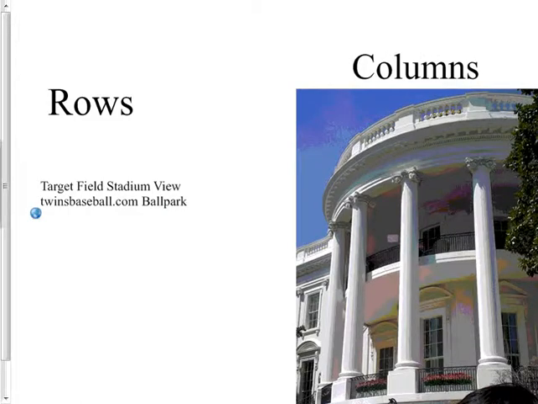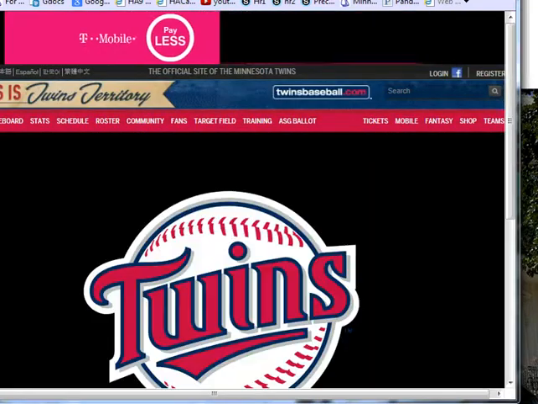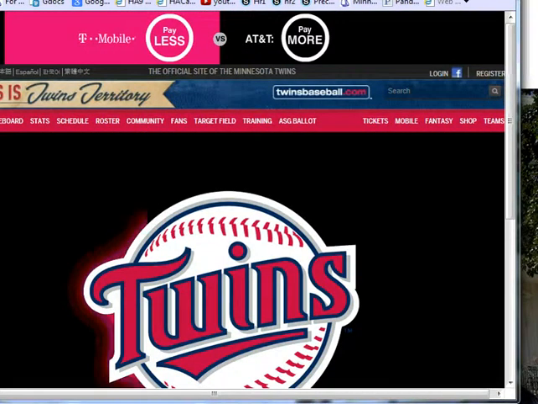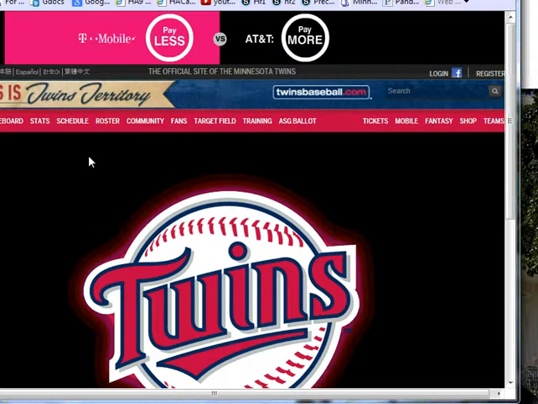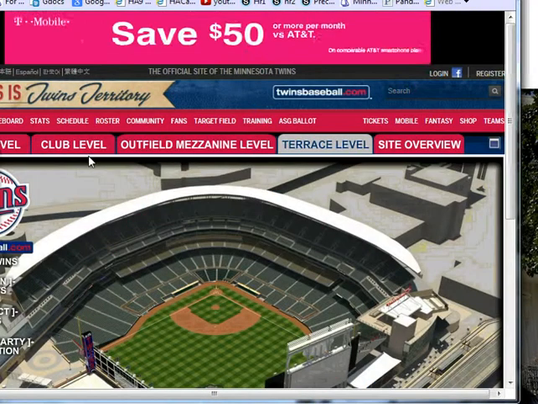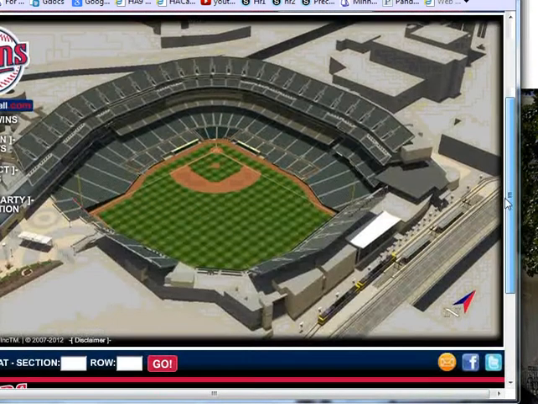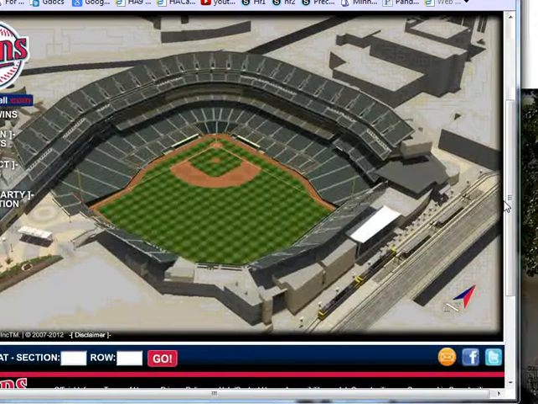Rows and columns, it's important to get the difference. Okay? If columns go up and down, rows go across, kind of like in the new Target Field. Here is the directory I was trying to find. There we go. Here's the new Target Field and how the rows and stuff go.